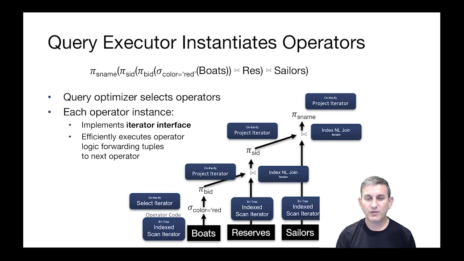So for example, in this tree, we've got a number of different implementations of interfaces. We've got some scans at the bottom that are implemented using indexing. We've got some on-the-fly iterators for select and project, and then we've got some join algorithms implemented as iterators as well. And we'll look at all of these techniques very shortly.